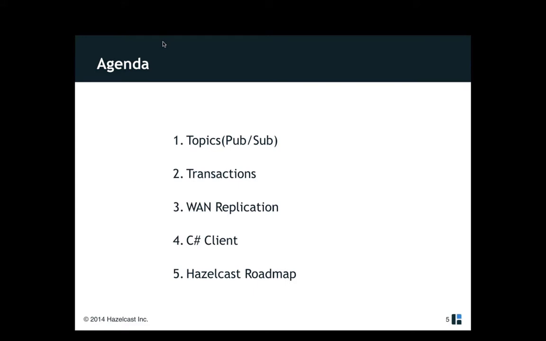So WAN replication, very important if you have clusters around the world or in different geographical locations, or even if you want some kind of DR solution, WAN replication is the feature that you use for that. We'll take a brief look at the C# client very, very briefly, and then we'll look at the Hazelcast roadmap for the next few versions that are coming up in 2014 and 2015.